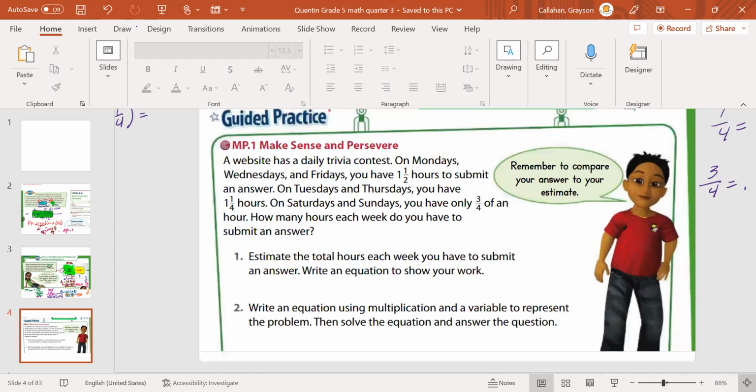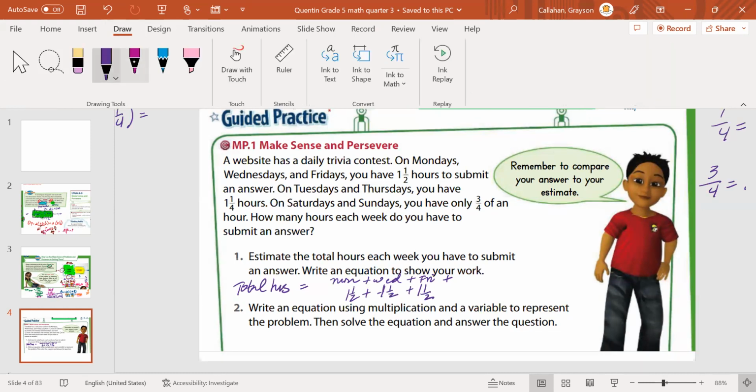All right, so then with that said, this is estimate the total hours each week you will have to submit an answer, write an equation, and show your work. How would you do that? Okay, so what we're gonna do is estimate total hours. So we're gonna put total hours equals, remember you're gonna do Monday, Wednesday plus Friday. Mondays, Wednesdays, and Fridays, it's 1.5 hours, right? So 1.5 plus 1.5 plus 1.5, right?